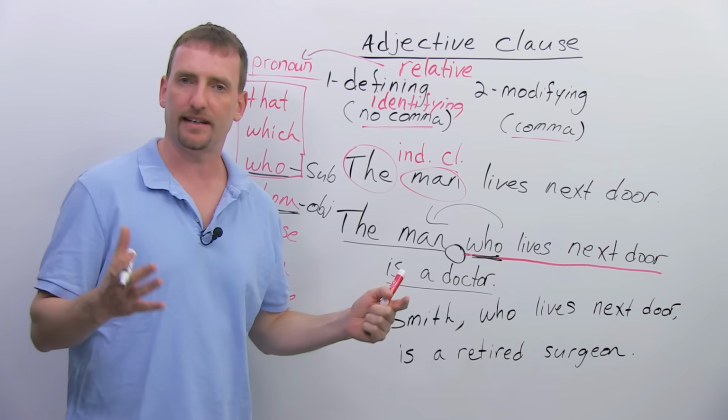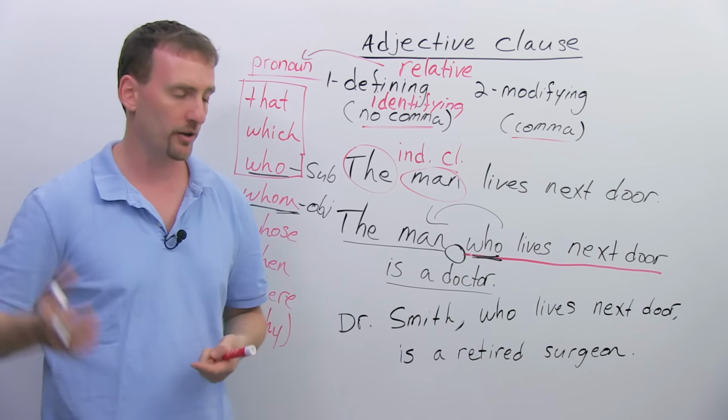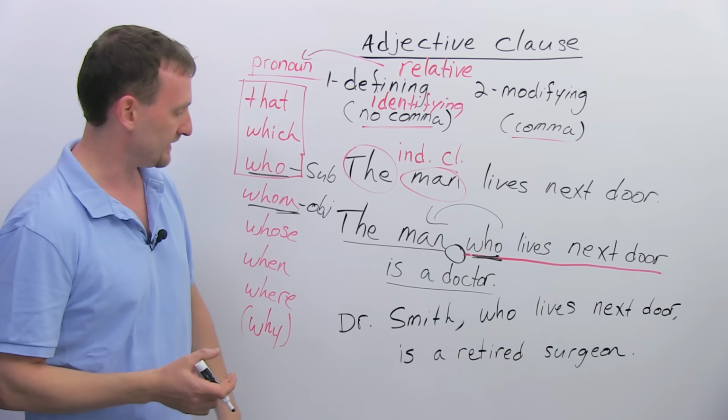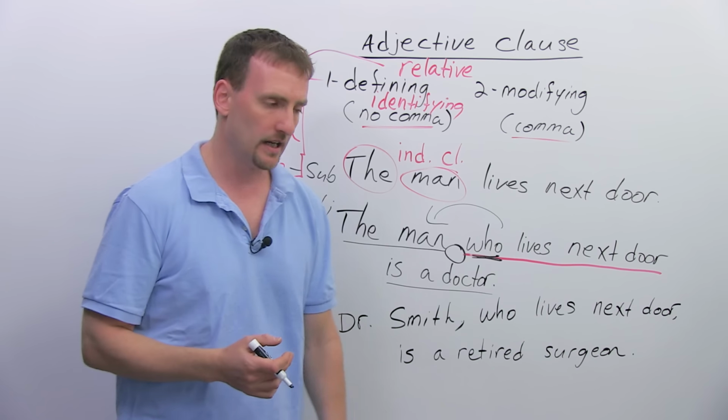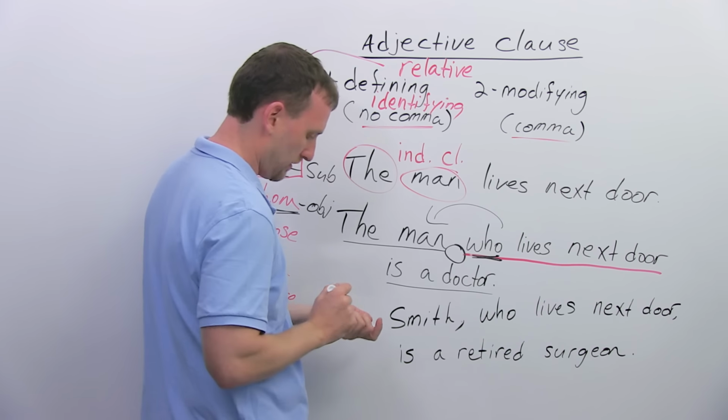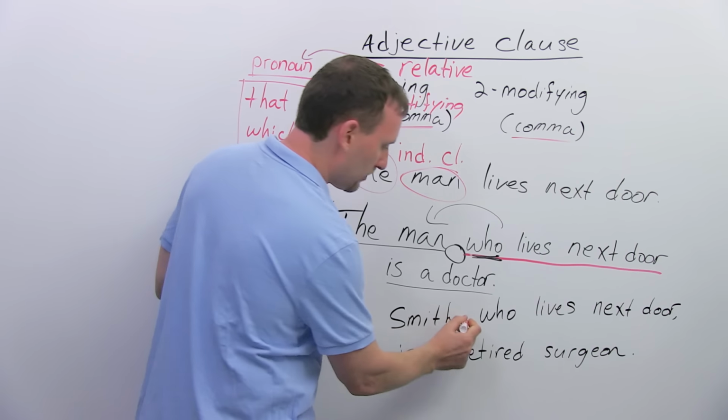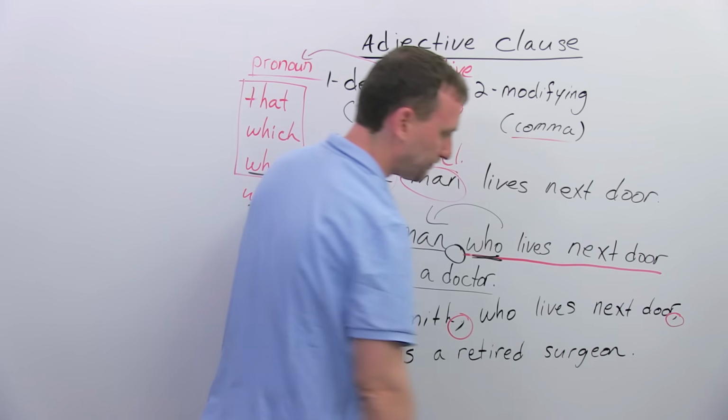Now I have a complete sentence with complete meaning. I can go on to my next sentence. Let's look at this example. Dr. Smith, who lives next door, is a retired surgeon. Now, here you'll notice, let me go back to my red pen here. Here you'll notice I have a comma and a comma.